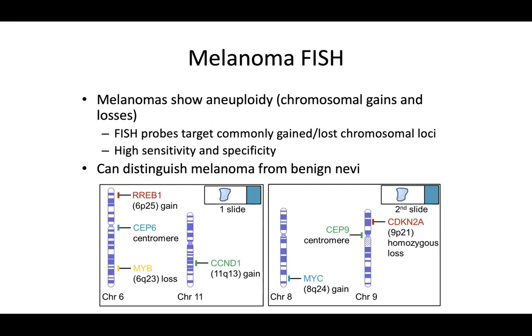That is the gene that codes for P16. And you'll want to look for a gain in MYC. And again, that shows you which chromosomes these are on here. So chromosomes 6, 11, 8, and 9 are the chromosomes of interest. And we have these centromere markers to help us spot the chromosomes of interest.